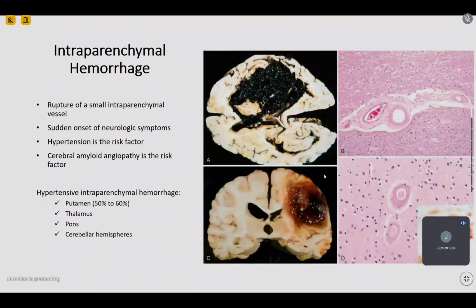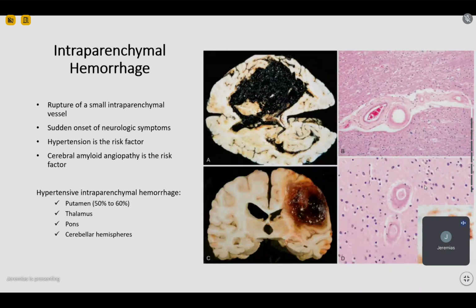So rupture of small intraparenchymal vessel can result in a primary hemorrhage within the brain, often associated with sudden onset of neurologic symptoms, and hypertension is the risk factor most commonly associated with deep brain parenchymal hemorrhages, accounting for more than 50% of the cases.